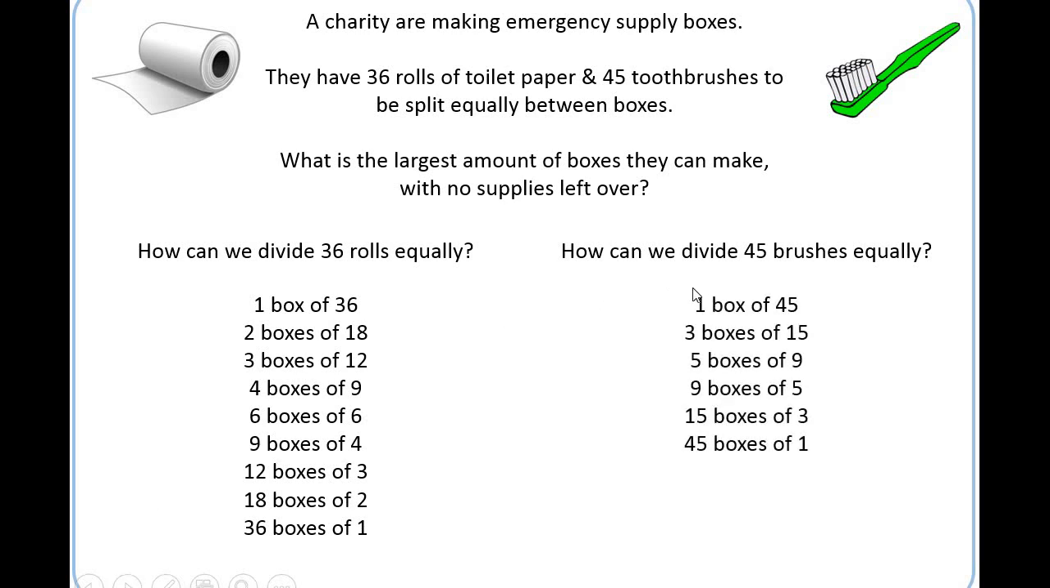So look, I could have one big box with all 45 toothbrushes, 3 boxes of 15, 5 boxes of 9, 9 boxes of 5. So I want the biggest amount of boxes. Remember, it's got to be common to both those. So hopefully you've spotted the biggest number of boxes common to both was the 9. So in each of those 9 boxes, you'd have 4 toilet rolls and 5 toothbrushes.